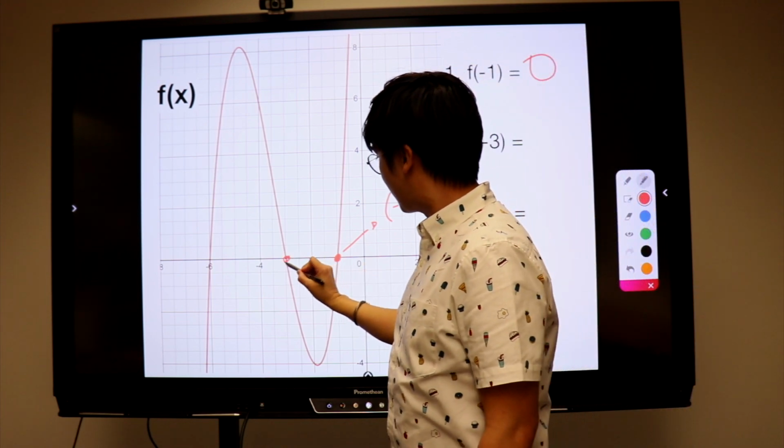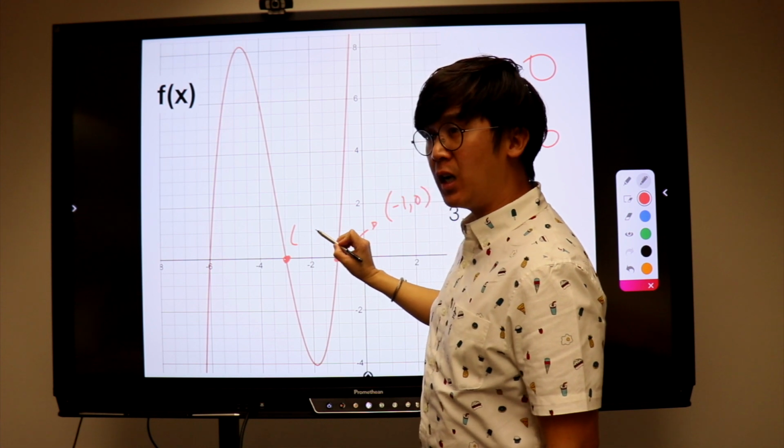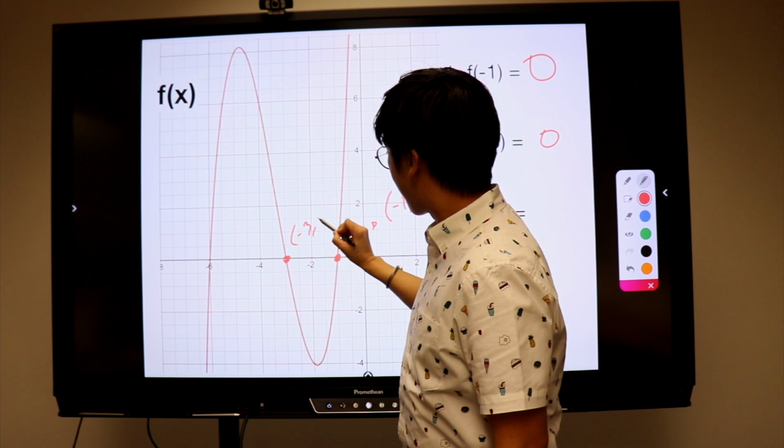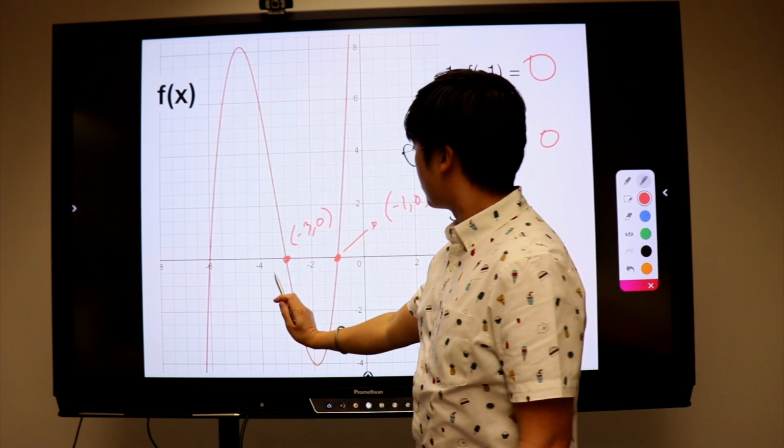So what is f of negative 3? 0. It's also 0. So this one, if I convert it into an ordered pair, how am I going to write it? Negative 3, 0. Yes. What about f of negative 4? Negative 4, 6.